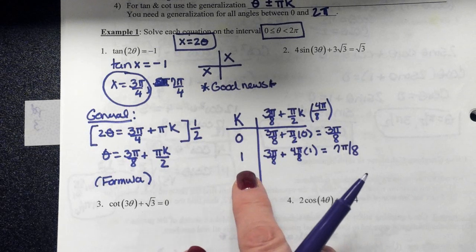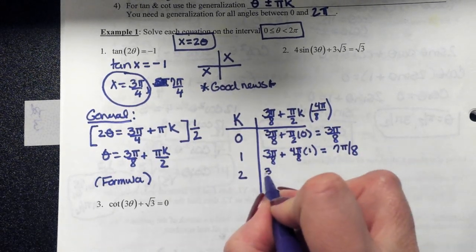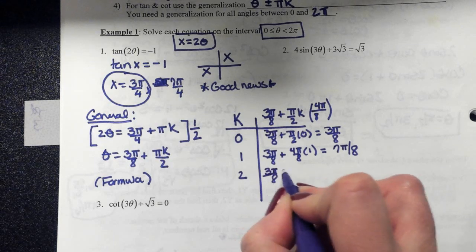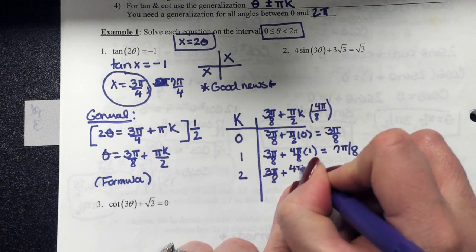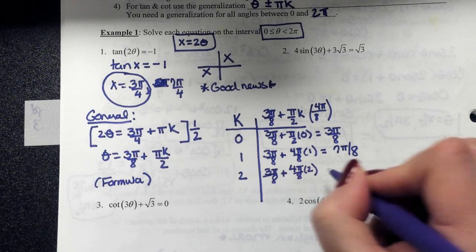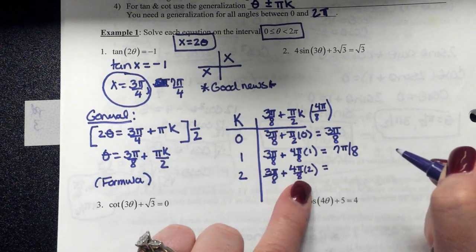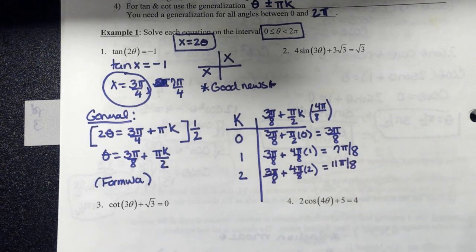So the next number I'm going to plug in after 1 is a 2. So 3 pi over 8 plus, now what's 4 pi over 8 times 2? 8 pi over 8. So that's going to give me what? 3 pi over 8 plus 8 pi over 8 is 11 pi over 8. Are you noticing a pattern in those numerators? What's happening in those numerators? They're going up by 4. You've got to take it out at least 3 times to make sure you see that pattern.